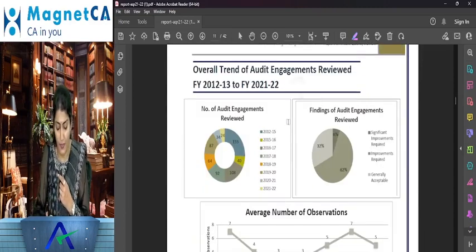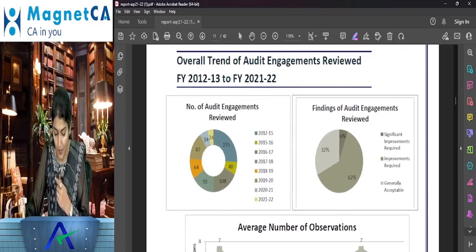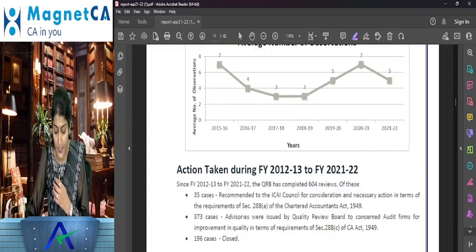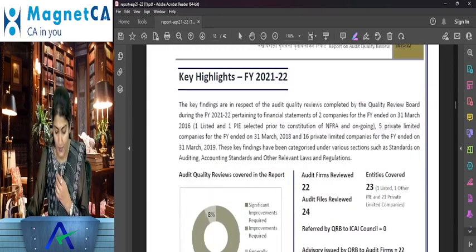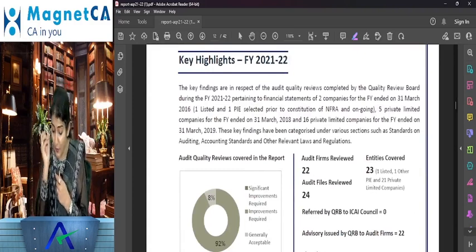And then this quality review is being done since 12-13 to 21-22. So what are the observations which they are having since last so many years? Then the action taken. So what are the actions which have been taken? Now coming to 21-22, what does it say in 21-22?